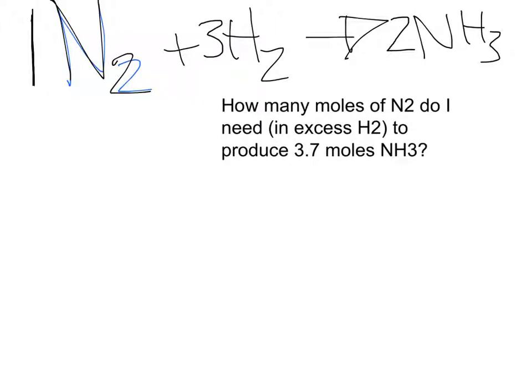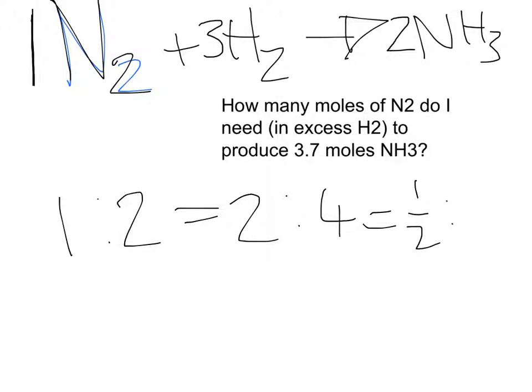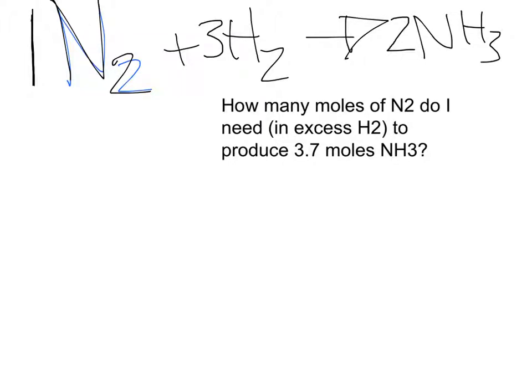Well, here's my ratio between nitrogen and ammonia. My ratio is 1 is to 2. Let's write that down. 1 is to 2. Now, since ratios are always equal to each other, 1 is to 2 is equal to 2 is to 4, and that is equal to half is to 1. That's all the same ratio. So again, our ratio is 1 is to 2, which is the same as 2 is to 4, which is the same as 1/2 is to 1.